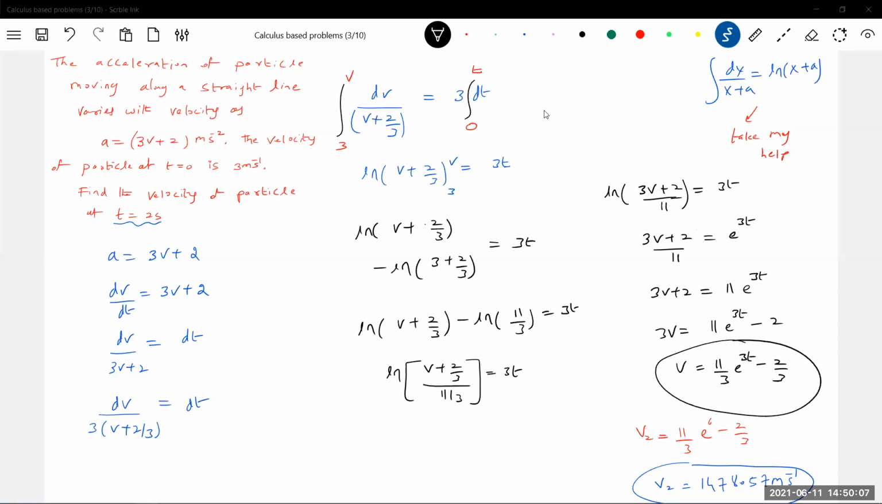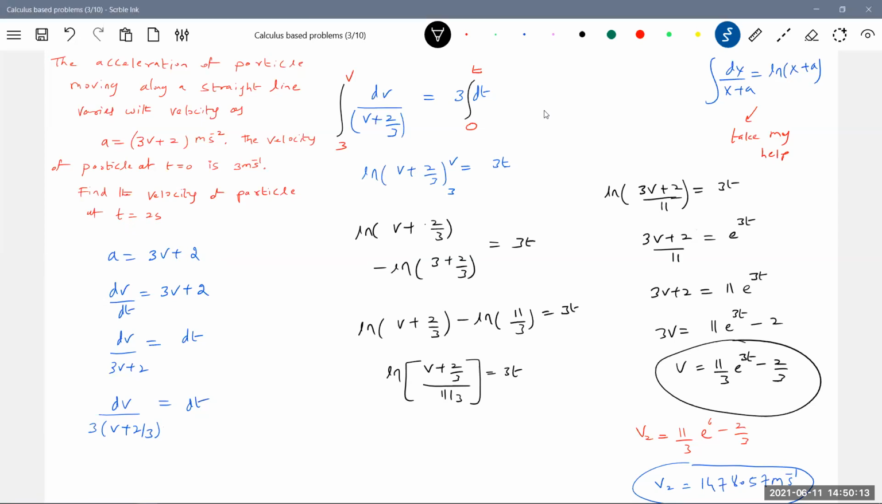So this comes by practice. Don't think there's some concept here. No, you have to read the data. Find the velocity of the particle at 2 seconds. At 0 seconds, 3 meter. That's the limit. What is this t here? Time, no. What is v? v is the velocity. At t equals 0, 3 meter. At time t, the velocity is v.